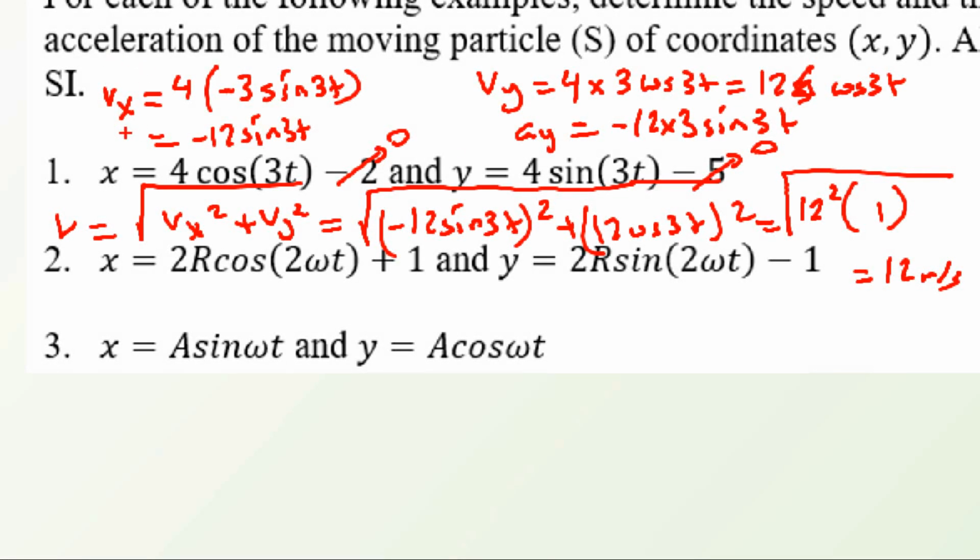And for Ax, let me do Ax here. Then Ax would be negative 12 can be dragged out. We multiply by the inner derivative, which is 3 cosine 3t.